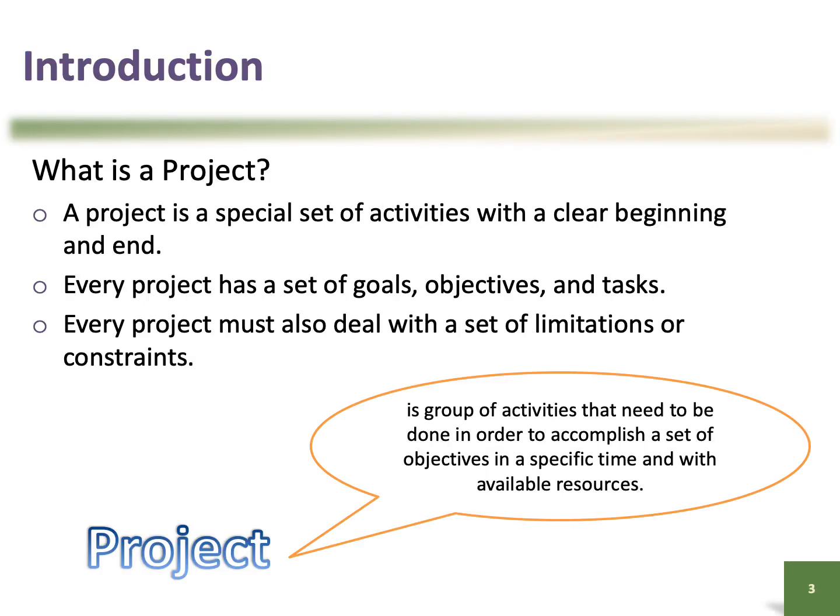Okay, so what is a project? A project is a special set of activities with a clear beginning and end. Right? So every project would have one or more goals, some objectives, and also the tasks to finish the project. A project also has a set of limitations and constraints. For example, it might have the constraint that the project should run for 1 week or 1 month or 1 year, and then it might have some kind of budget that it needs to follow.